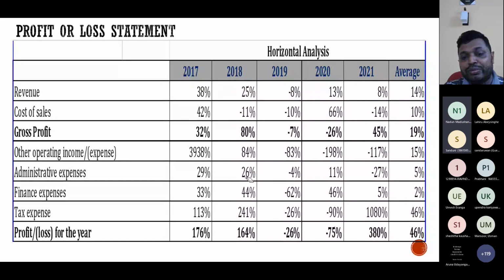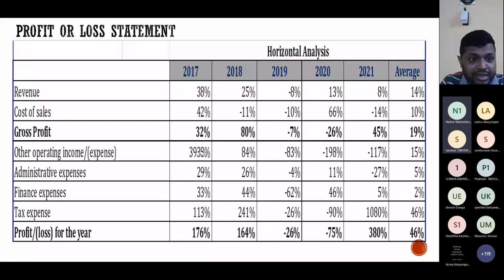Okay, now look at the behavior of the revenue. The revenue growth over the years, I have taken the average growth rate of 14%. And cost of sales, average growth rate 10%. And GP margin has grown by 19%. Okay, GP margin 19% it has gone. This is the average, right? Now you can see there are some abnormalities, anomalies in between.